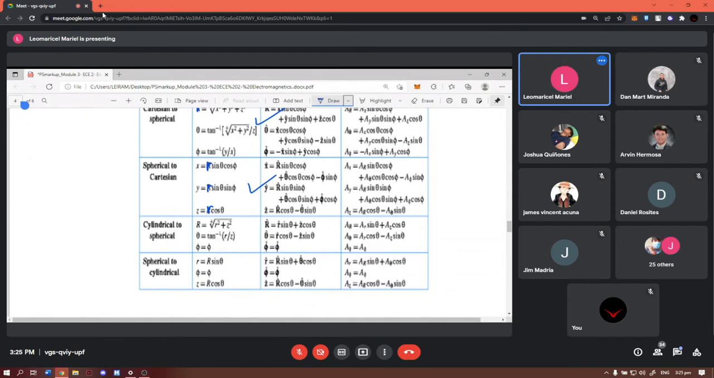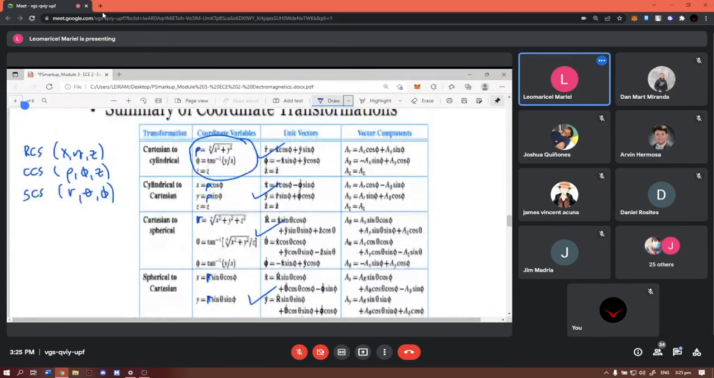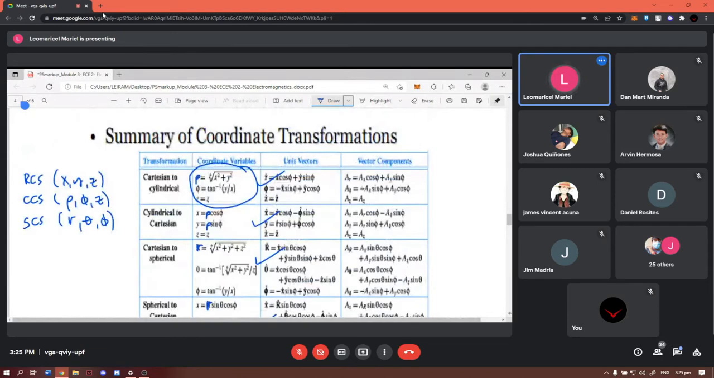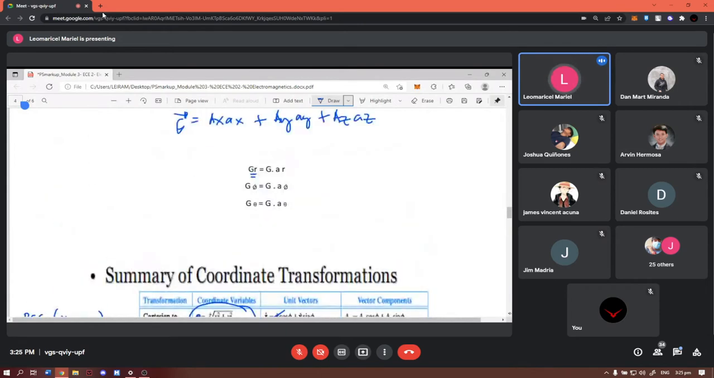Tandaan nyo rin yan. Then sa cylindrical, so this will be R. Okay. And this will be rho. This will be rho. And this will be R. Okay? So, ang tatandaan nyo lang, yan. The rest, hindi nyo na tatandaan ito. Kasi, kung kukunin pa unit vector, i-memorize mo yan, mahihirapan ka, masisira ulo mo dyan. Kaya, kukunin lang natin itong principle na to.